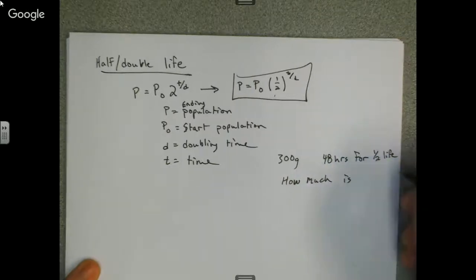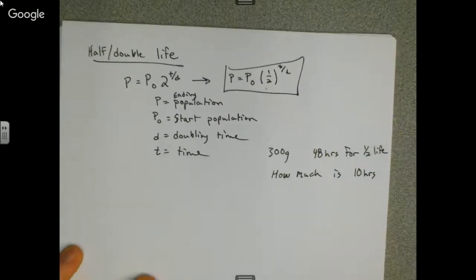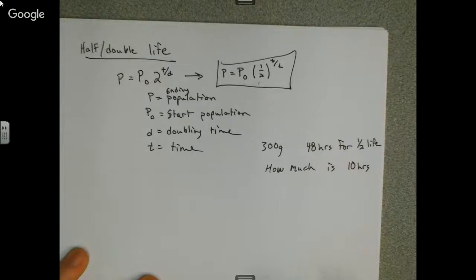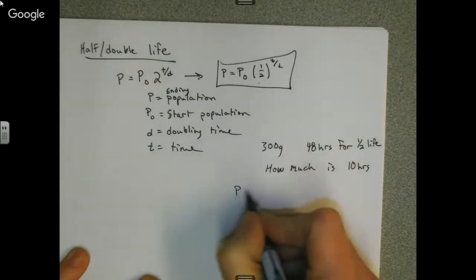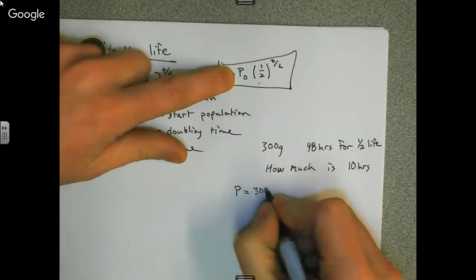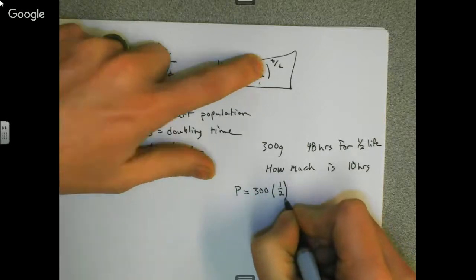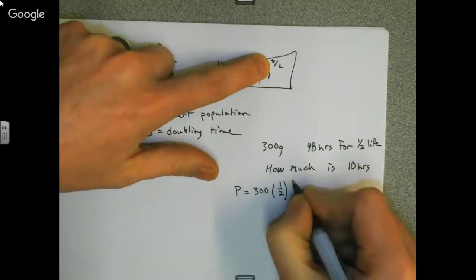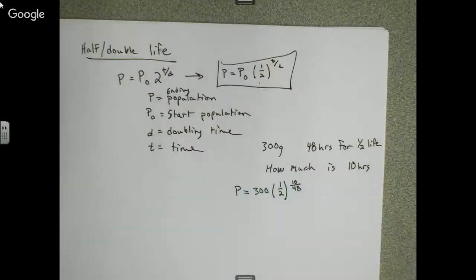Let's just go how much in 10 hours. How much in 10 hours? So we're going to take this 300 grams, and that is, so I want to know ending population. That is my initial population. We're doing half-life, okay? My time will be 10 hours, and my doubling time was the 48 hours.